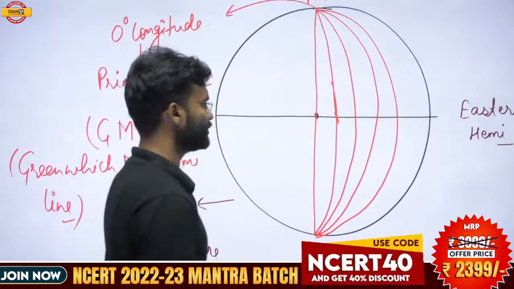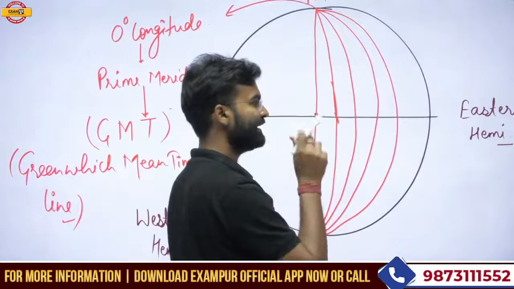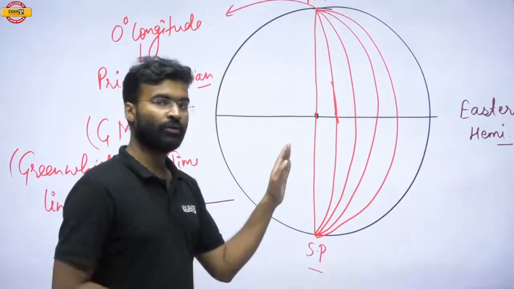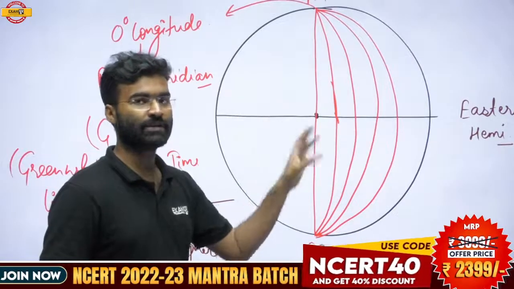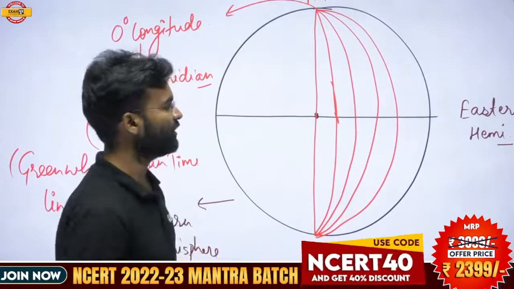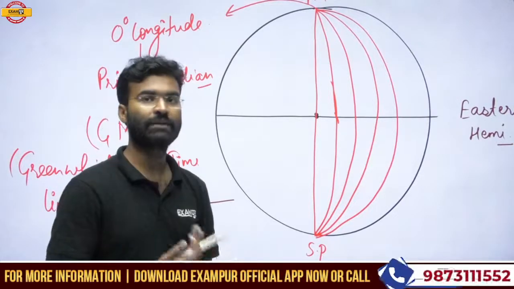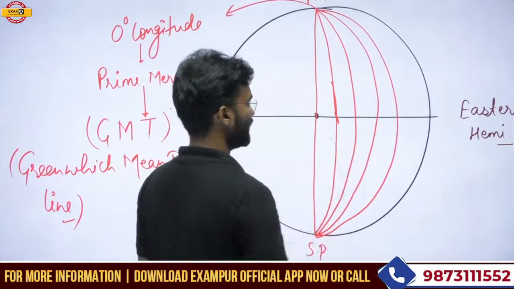So, all the longitude which is measured in the Eastern Hemisphere is denoted with East. And all the longitude which is measured in the Western Hemisphere is always denoted with West. Okay. So, longitudes are measured with East and West, and latitudes are measured with North and South. Okay. So, this is the longitude.